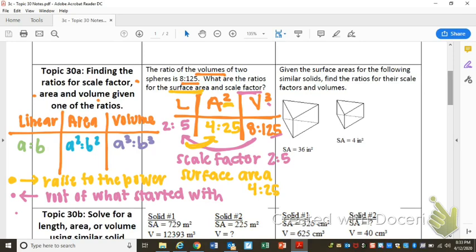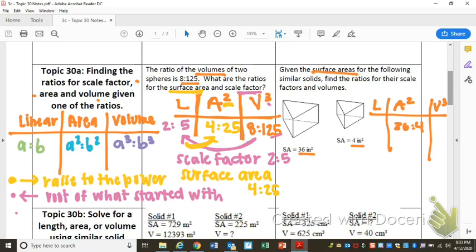All right, now let's go over this one. We have our chart: L, A squared, V cubed. I made that one over a little bit too much. We are given the ratio of the surface areas, and we are trying to find the ratio of the scale factors and the volume. Here we're given that it's 36 to 4. So I'm going to put that 36 to 4 in there.